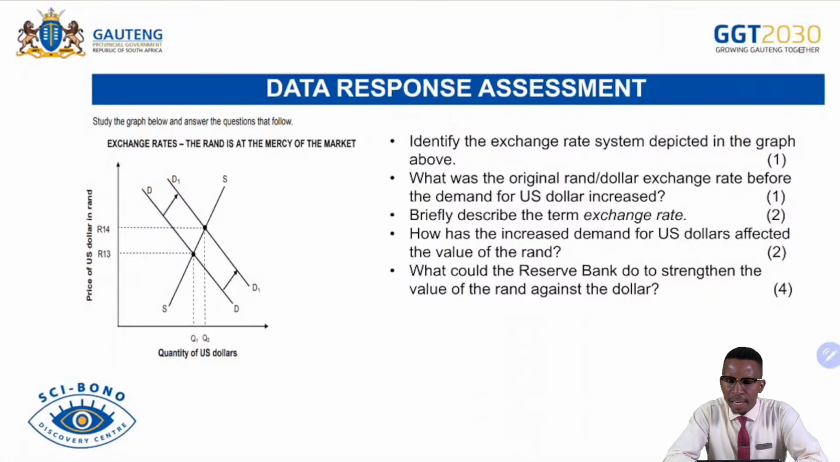Identify the exchange rate system depicted on the graph above. What was the original rand to dollar exchange rate before the demand for US dollars increased? Briefly describe the term exchange rate. How has the increase in the demand for US dollars affected the value of the rand? What could the Reserve Bank do to strengthen the value of the rand against the US dollar?